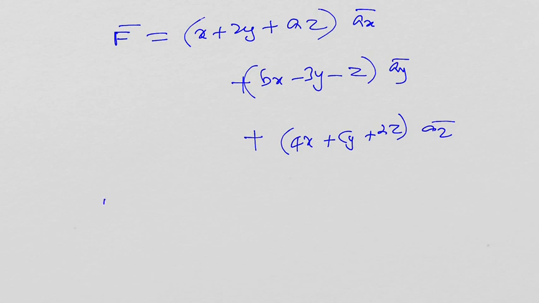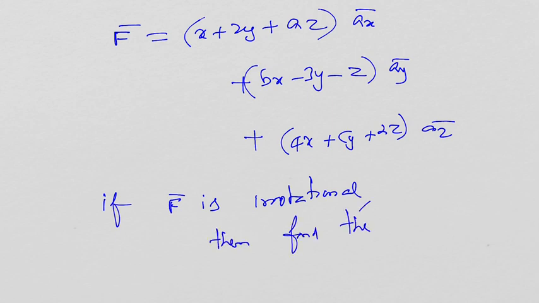If F is irrotational, find the constants a, b, c. How will you calculate it? Del cross F, you have to evaluate del cross F. From the given condition, it is irrotational, so del cross F is equal to 0. If del cross F is equal to 0, from each part of it, you have to see whether you will be able to find out the constants a, b, c.